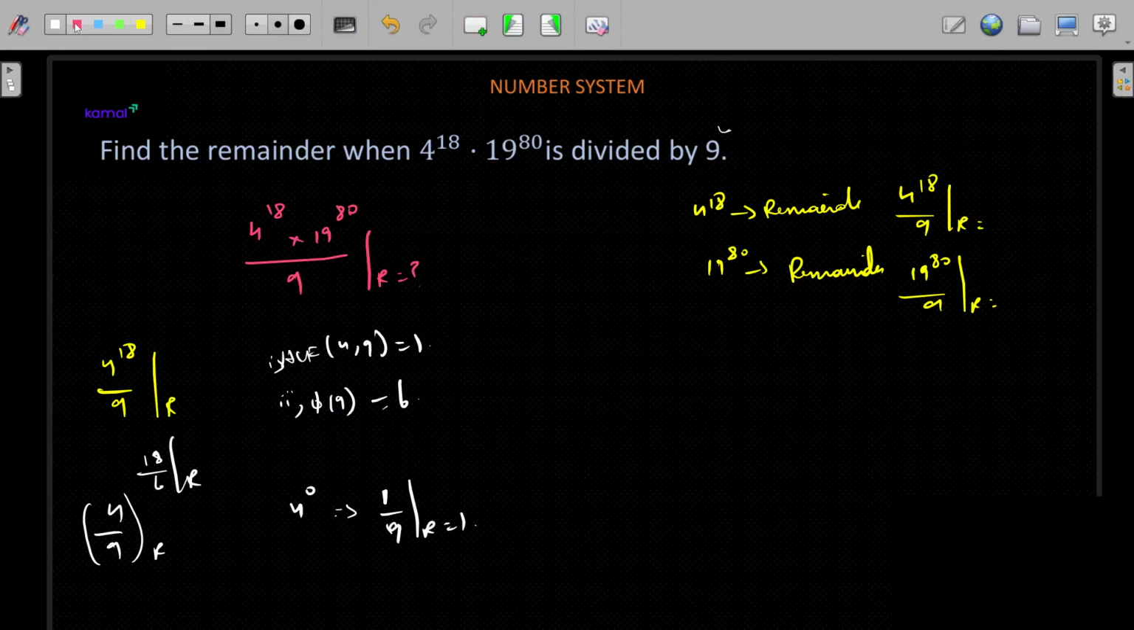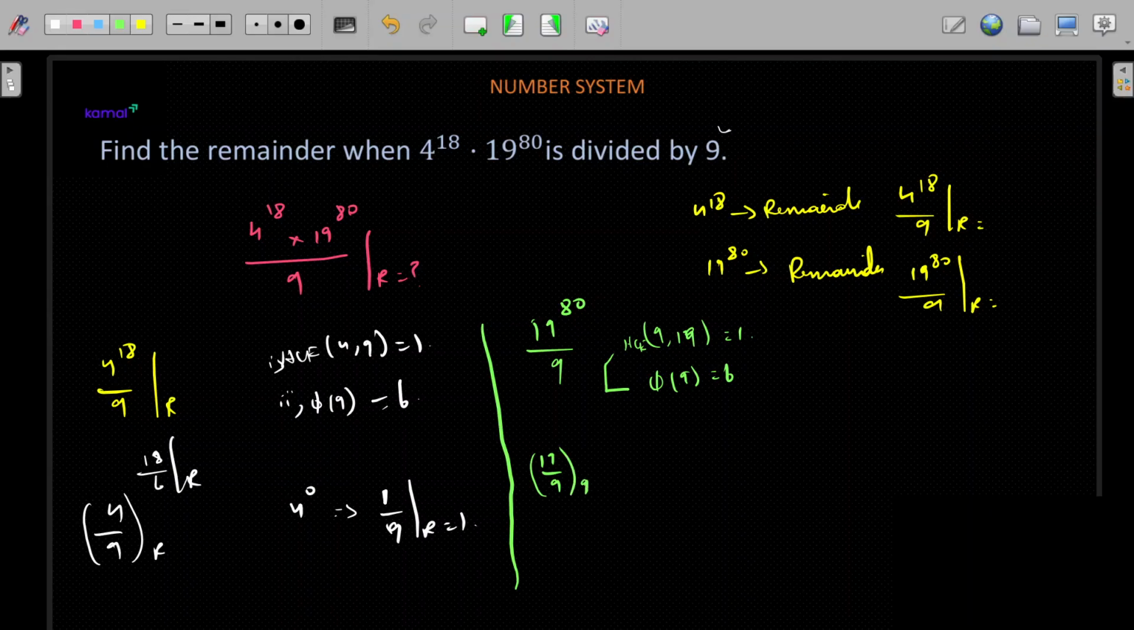And then I will do the same thing for 19 power 80 by 9. So here also, the highest common factor of 9 and 19 is equal to 1, and then the phi of 9 is equal to 6. I know these two elements now. Now just replace everything. So 19 by 9 remainder, and then 80 by 6 remainder.